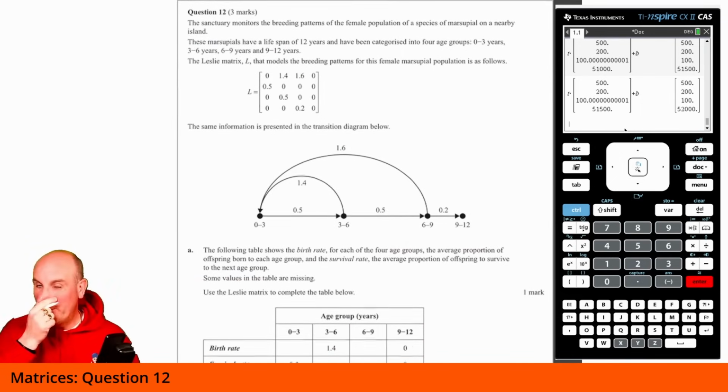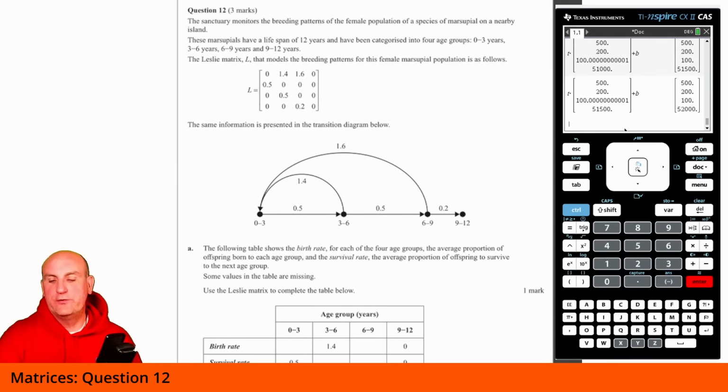What have we got here? Oh, Leslie matrices. Now, obviously, this is brand new to the course. I have to say, I really don't like the last part of this question. I don't think it's been written particularly well. But let's not split hairs about that at the moment because there are many hairs to split.